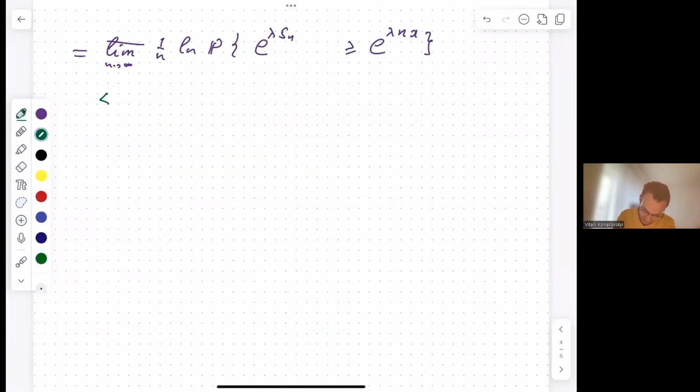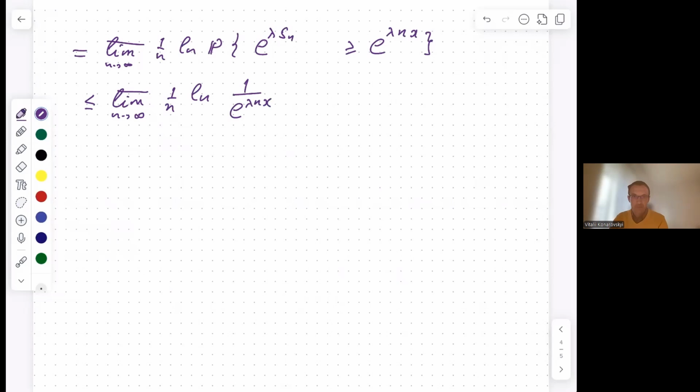And now having the probability, we can use the Chebyshev or Markov inequality to estimate the probability via the expectation. We estimate that as less or equal than the limit as n goes to infinity of 1 over n logarithm and then the expectation, but you will have 1 over e to the power lambda n x, and then the expectation of e to the lambda Sn. Note that here we do not assume that the expectation exists. It can happen that it is plus infinity, but anyway, the estimate here makes always sense, even if the expectation is plus infinity.